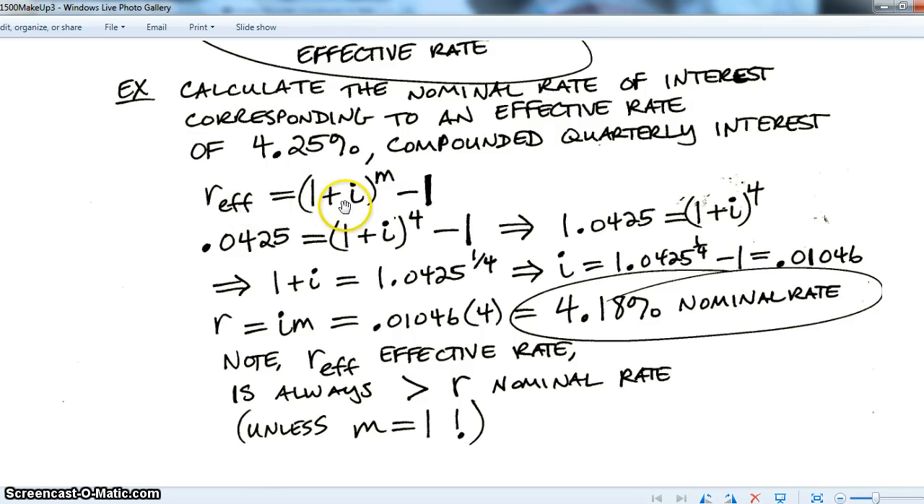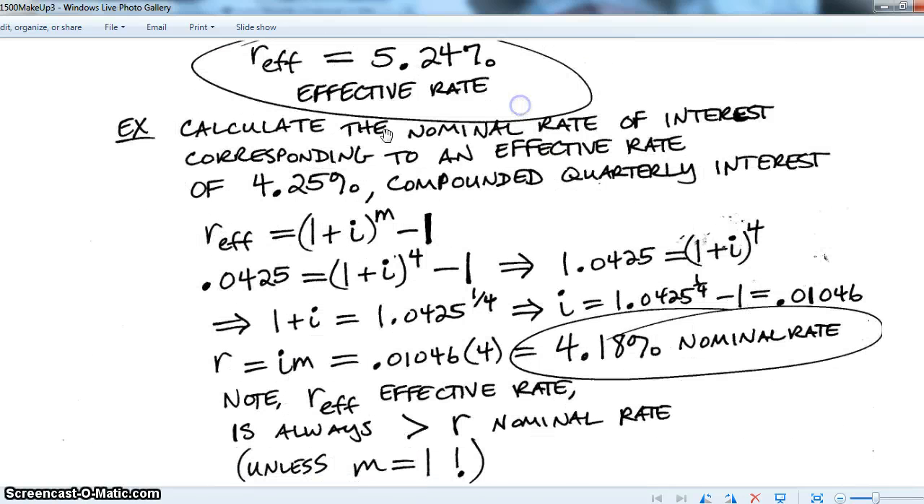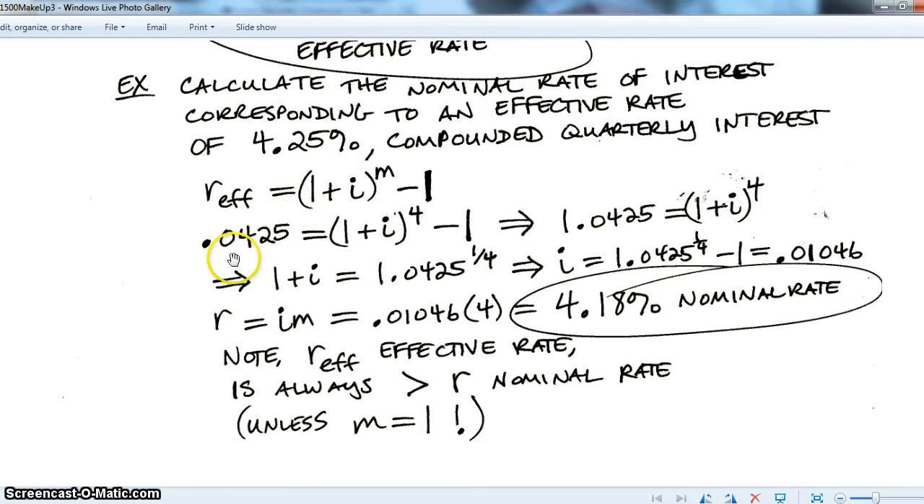Okay, so we're going to go back to our formula that we went over up here that relates the effective rate and the interest rate per compounding period. That's the effective rate equals 1 plus i to the m minus 1. The effective rate is 4.25%, so 0.0425 is 1 plus i to the 4th minus 1. And we want to solve this for i. So we're going to add 1, which gives us 1.0425 equals 1 plus i to the 4th. And then take the 4th root.